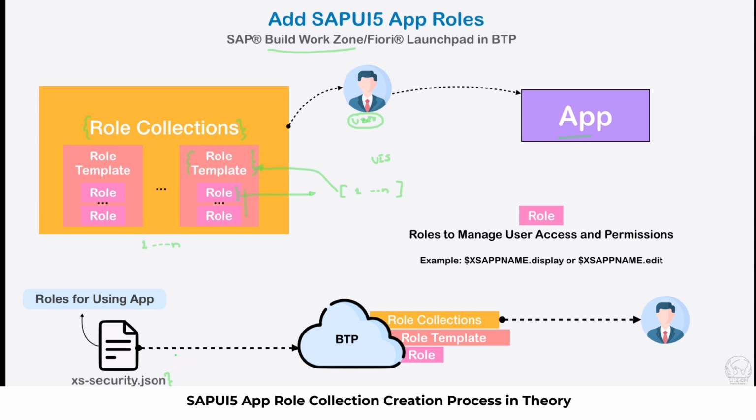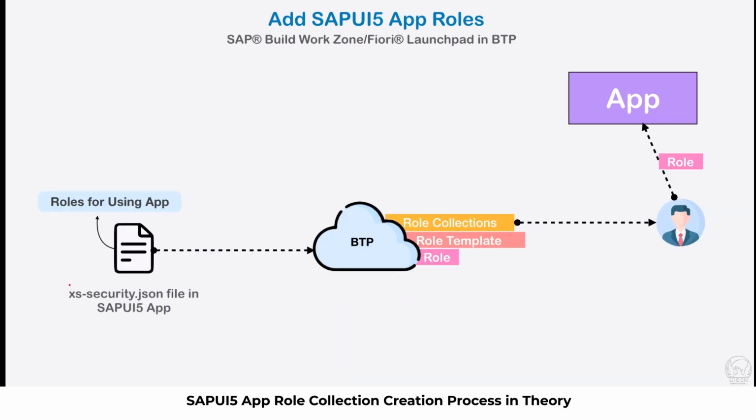Now in our xs-security.json file, you have popular roles like the $XSAPPNAME.Display. If someone wants to have view access for the application, then you provide this role to the user. There's also one more popular role, $XSAPPNAME.Edit. This $XSAPPNAME will be replaced by the actual application name in your SAP BTP environment. There are multiple other roles similar to display and edit, which you can also provide to the user, or use to create the role templates or role collection.